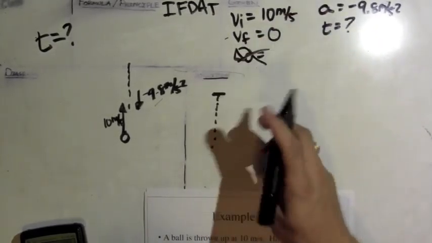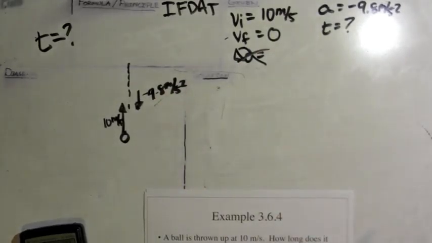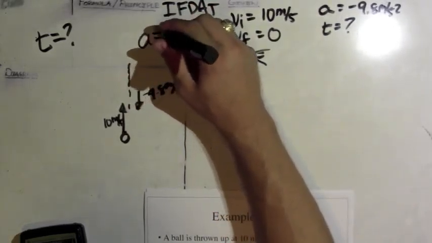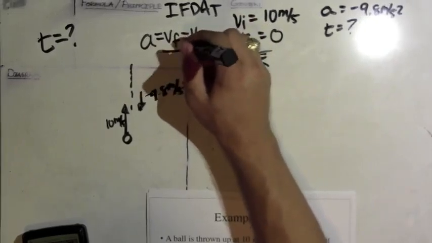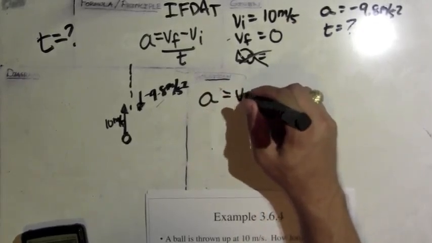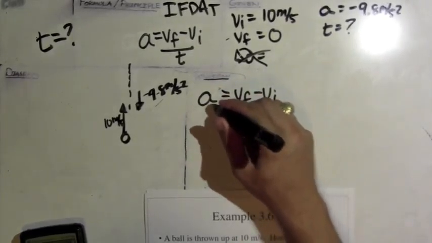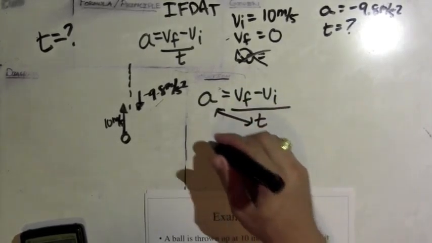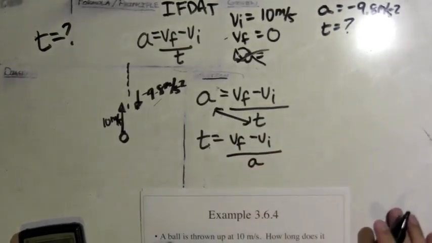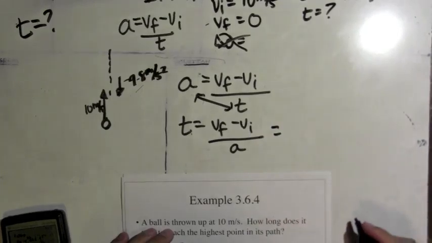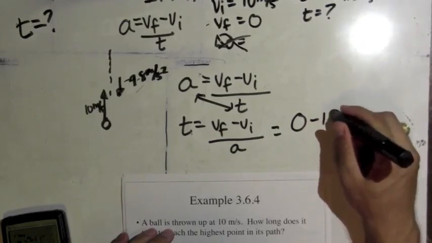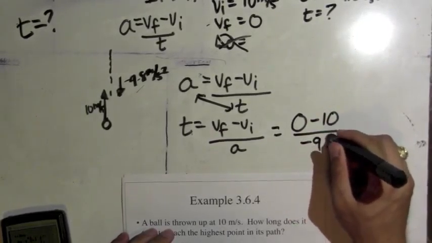So we're not particularly interested in displacement. Since we're not interested in displacement, we can cancel it out. The equation that we have that does not have D is A equals VF minus VI over T. Or in our case, it's going to say A. We're going to go ahead and switch these two terms. When you switch those two terms, you get T is equal to VF minus VI over A, or 0 minus 10 divided by negative 9.8.